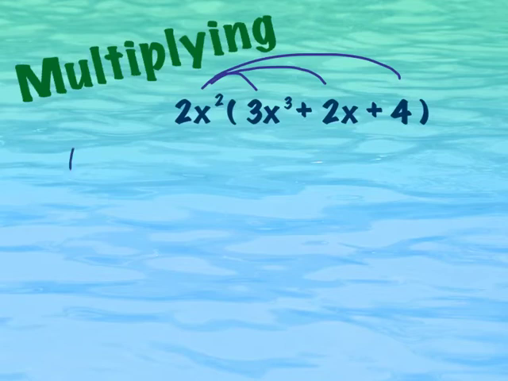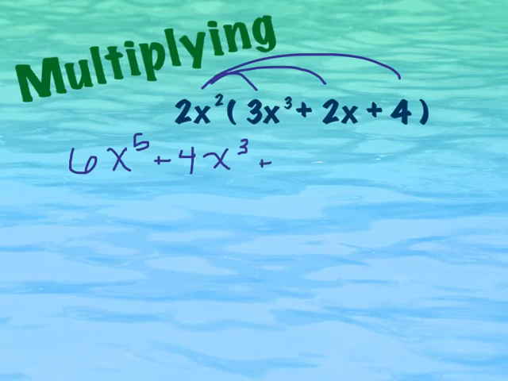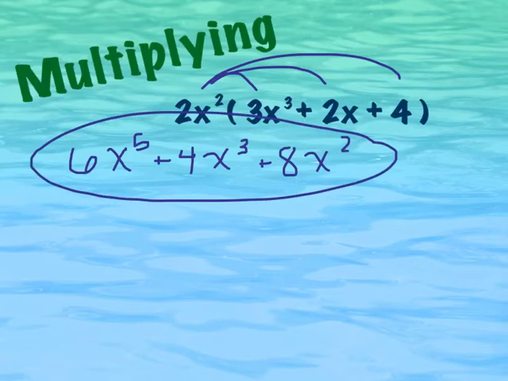2 times 3 is 6. X squared times x to the third power is x to the fifth power. Remember, when we're multiplying the same variable, we add together their exponents. So moving on, 2 times 2 is 4. X squared times x would be x to the third power. 2x squared times 4 would be 8x squared. And that is the product of 2x squared and 3x to the third power plus 2x plus 4.